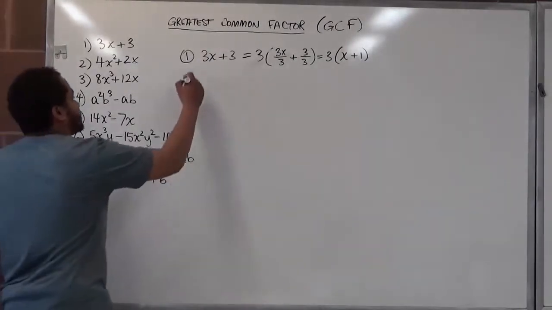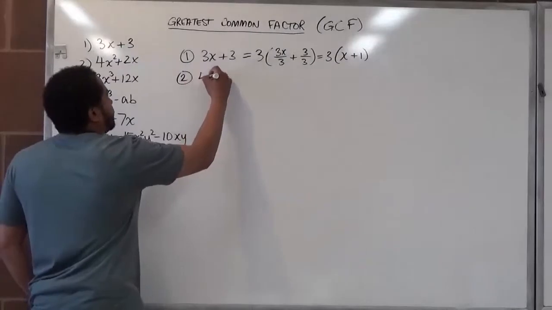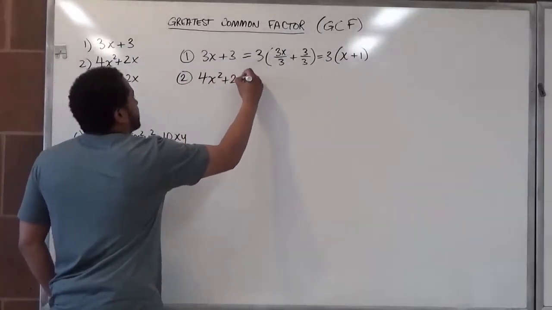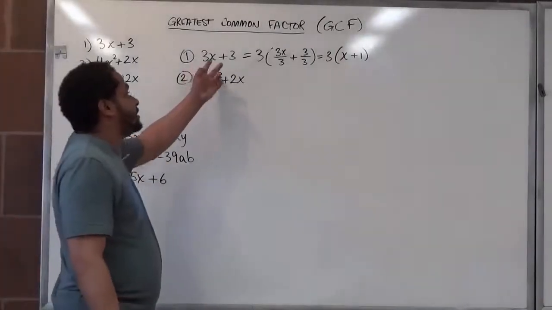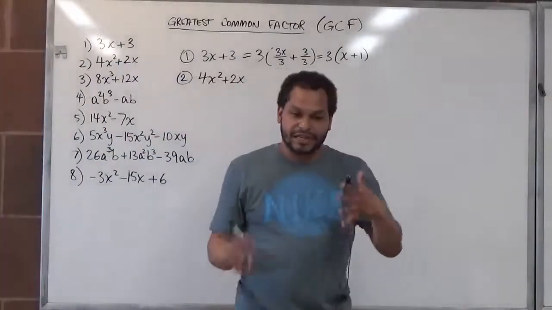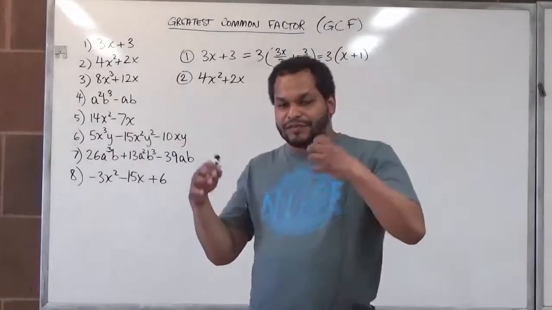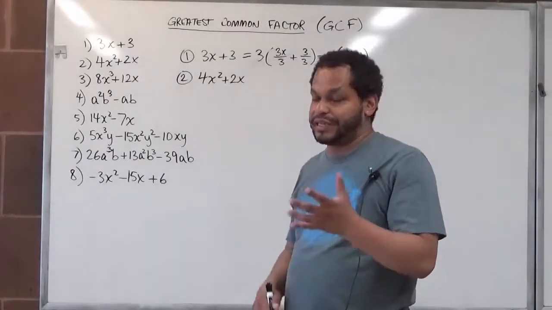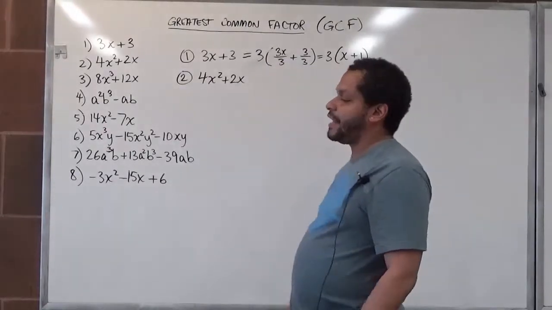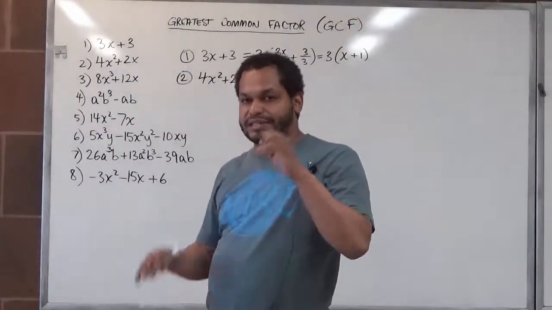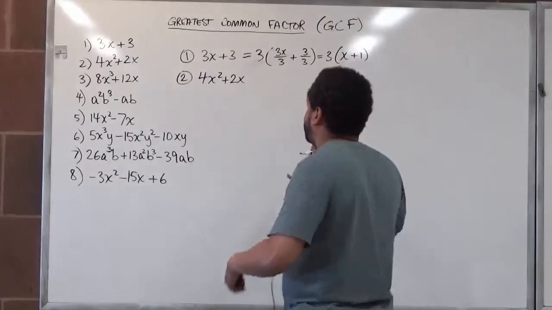All right, so here we have number 2. In number 2 we have 4x squared plus 2x. Now remember, the greatest common factor won't always be a number that can divide both terms perfectly. Sometimes you don't get all the value of each term out, but what you do get is the factors of it out. So this time, instead of setting it up with a division, I'm going to set it up with multiplication so you can visualize how this works a little better.